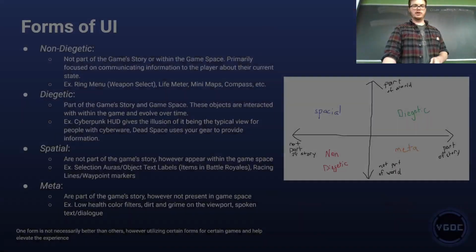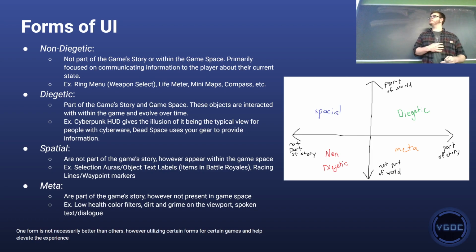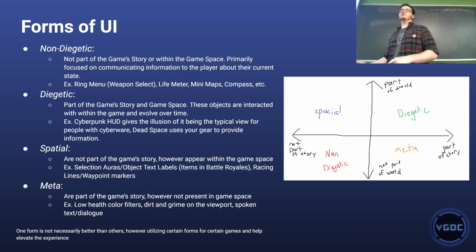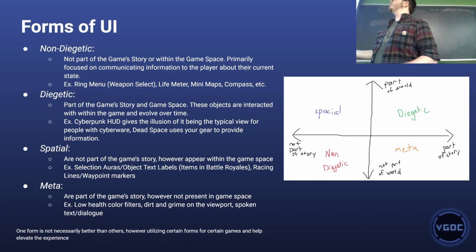And so we're going to move on to different forms of UI. There's four different forms you can see UI within games, and they relate to whether the UI is part of the world or part of the story. UI that is not part of the story and not part of the game world is non-diegetic. That would be things like health bars or tutorials. Those are things that are not concrete within the game world, nor are they part of the story.